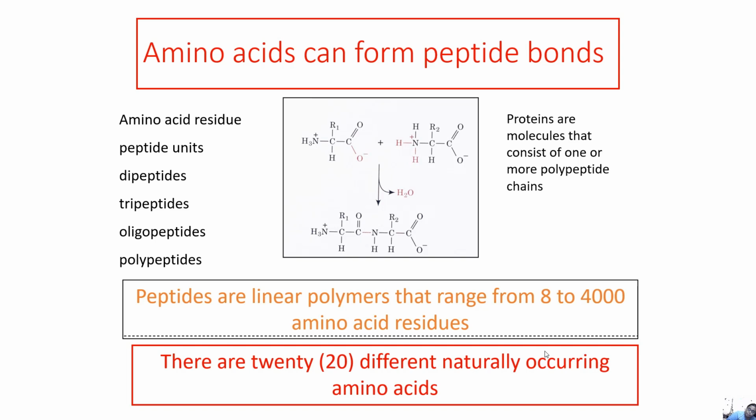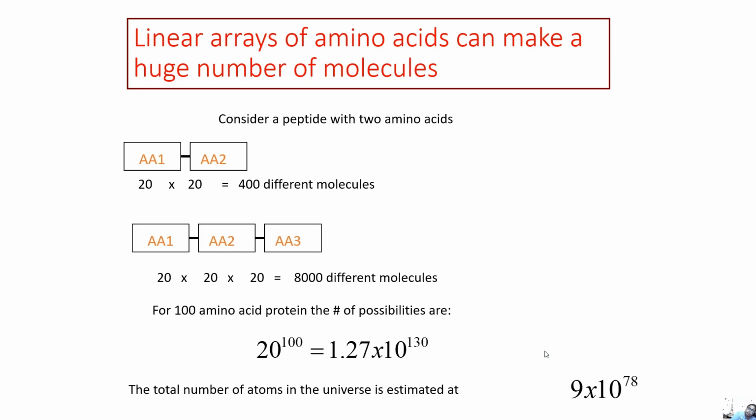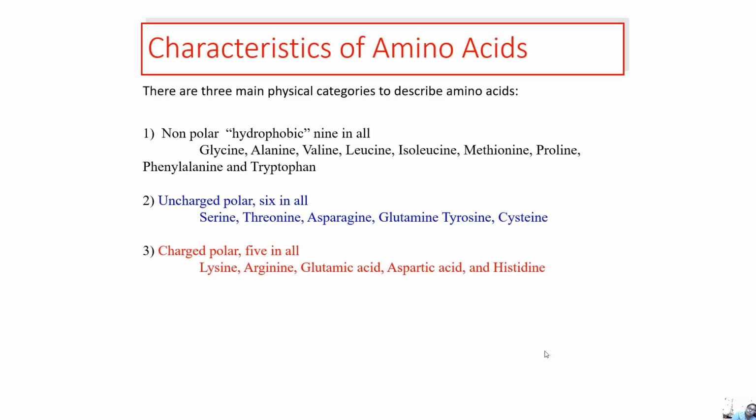So the amino acid residue, peptide units, dipeptides, tripeptides, and proteins are molecules that consist of one or more polypeptide chains. And peptides are linear polymers that can range from 8 to 4,000 amino acid residues. So we've already talked about all these. What are the characteristics of amino acids?